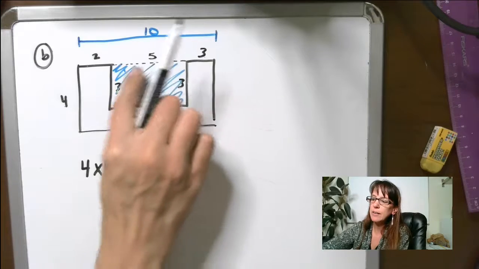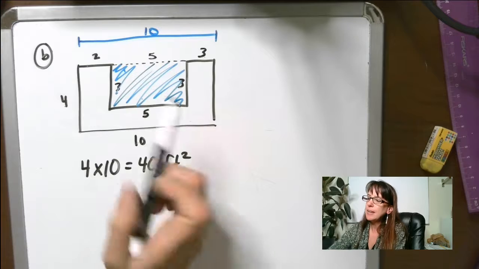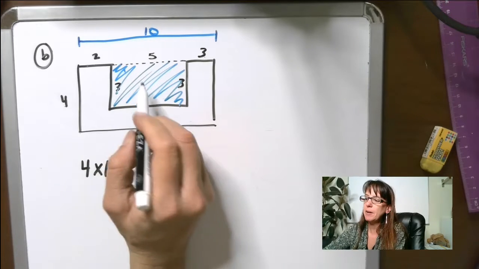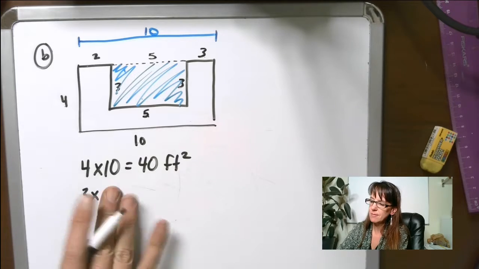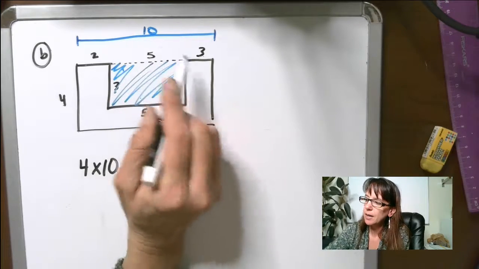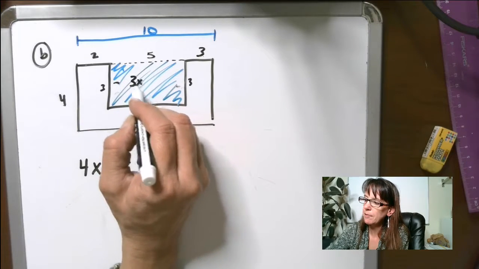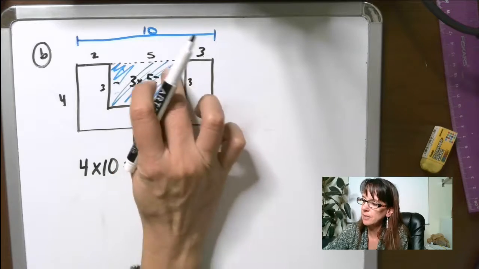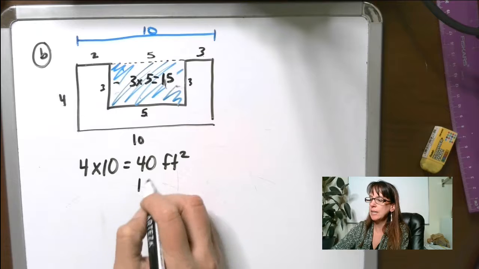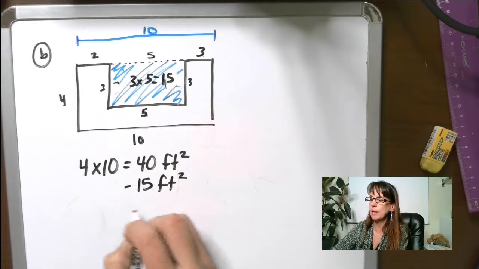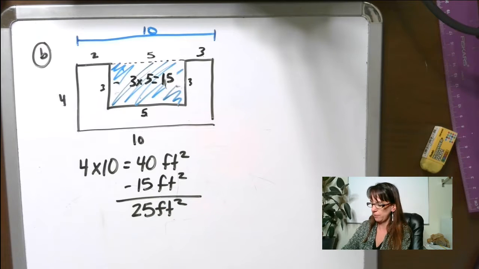So the area of this shaded bit in here is the big shark bite, right? That is 3 by 5. 3 by 5 equals 15. So we take our 40 feet squared and we take 15 feet squared. We're going to take that shark bite away. We end up with 25 feet squared. 25 feet squared for the area of that.